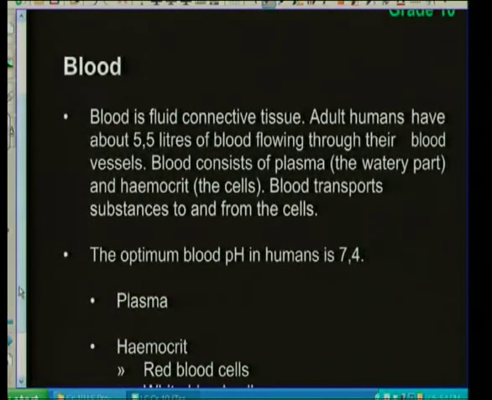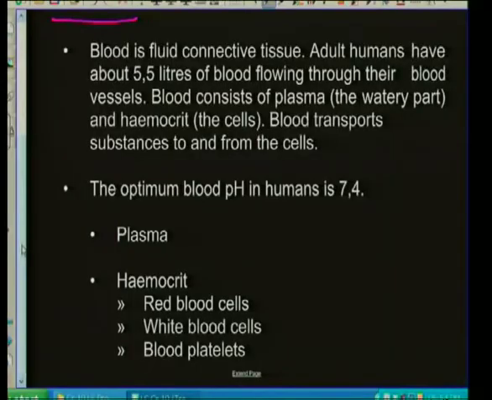We're talking about blood vessels. Now we move on to blood itself. We discussed blood not in too much detail, but we discussed blood under animal tissue. Blood is also a form of animal tissue, connective tissue. It is fluid in nature.